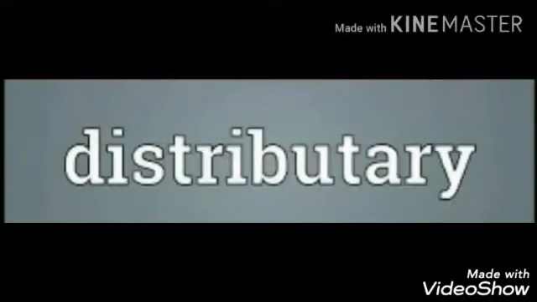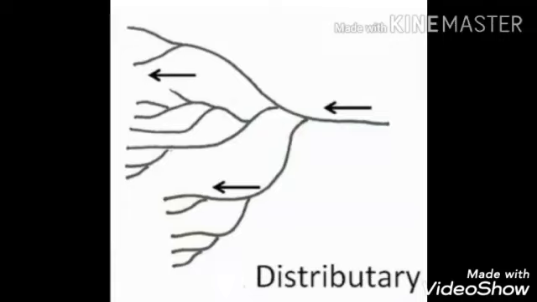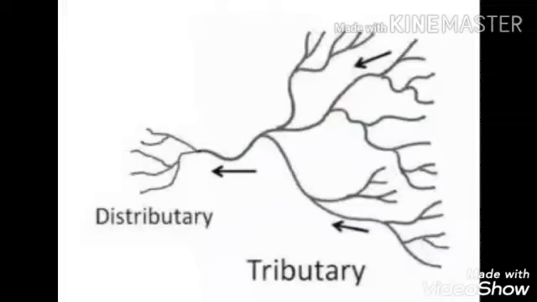Now we go to the next feature, distributaries. A distributary is a stream that branches off and flows apart from the main stream or river. It's just opposite to a tributary. You have seen a tributary drains or mingles into a larger river, whereas a distributary flows apart from the larger river. What happens when a river moves towards the sea?